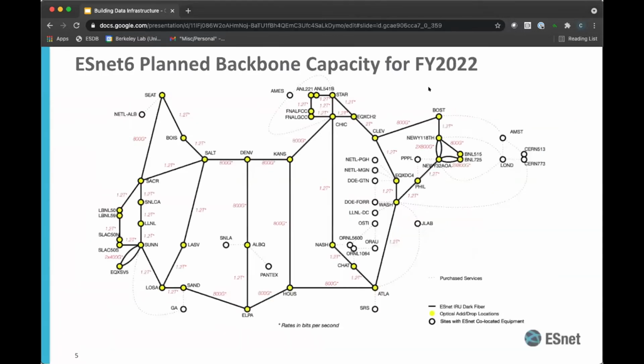So based on that, for ESnet 6 that we're currently deploying, we're actually building out additional capacity. And so this is what the planned capacity will look like for FY 2022. Essentially, it is anywhere between 3 to 10x of what our current link utilization capacity is. And so we're looking primarily at 800 gigs to 1.2 terabits per link between adjacent devices.